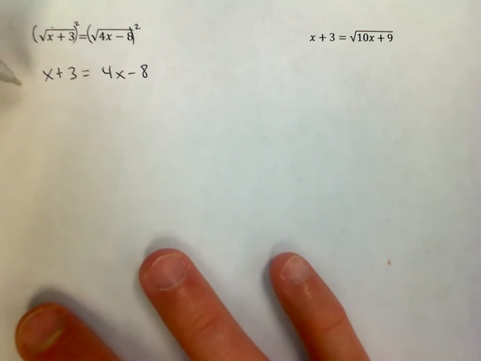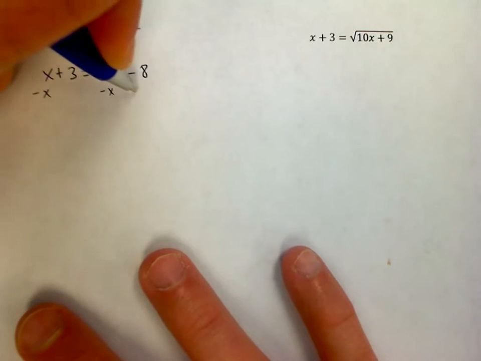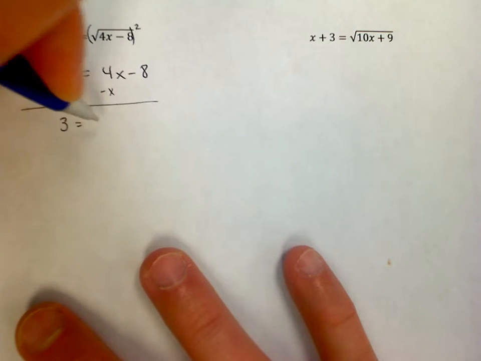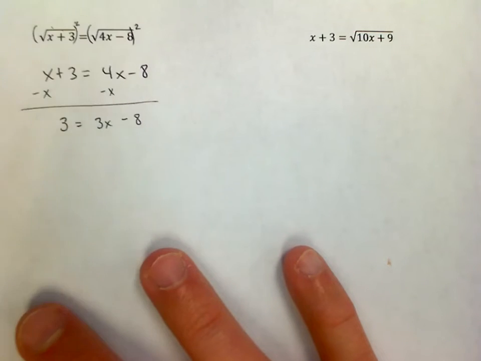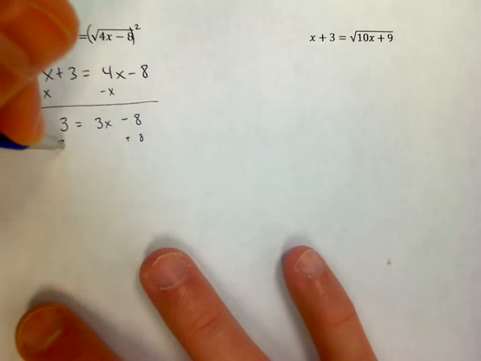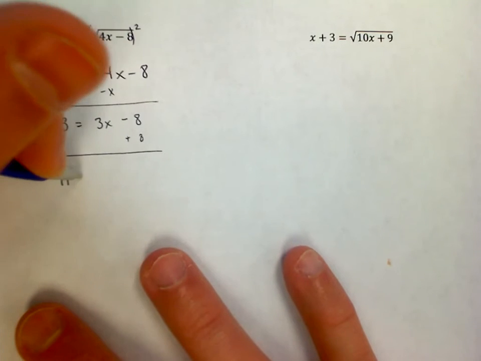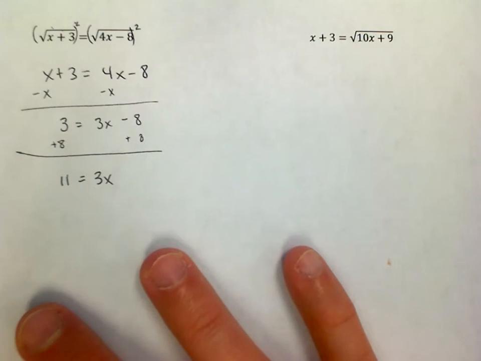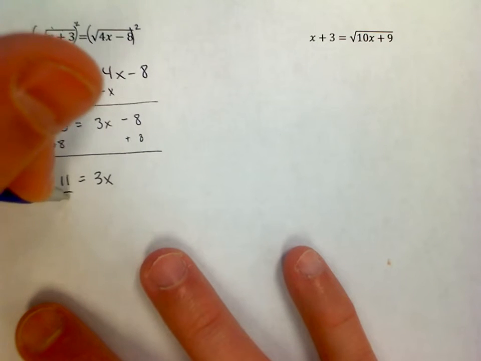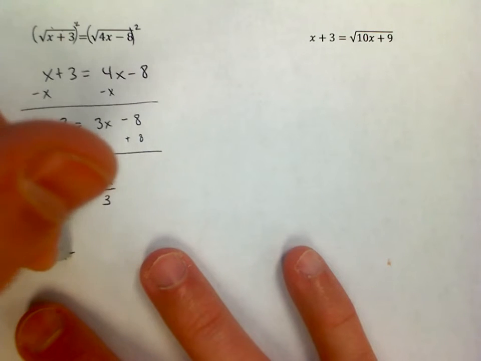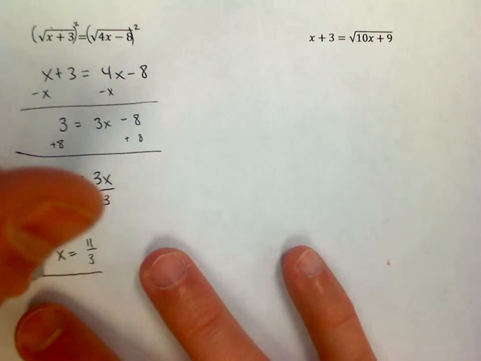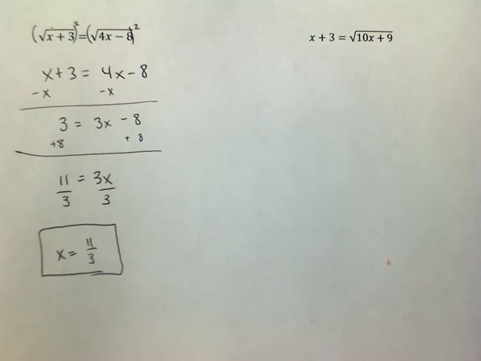So I'm going to combine like terms here. I'm going to subtract x from both sides. Okay, that gives me 3 is equal to 3x minus 8. And then I'm going to add the 8 over here, move it over to the left-hand side, and I get 11, right? 3x is equal to 11. Now, if I divide both sides by 3, that gives me x is equal to 11 over 3, okay? Seems weird, but that's the answer.